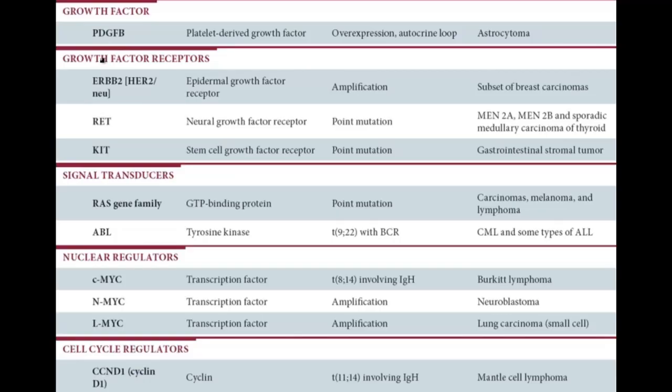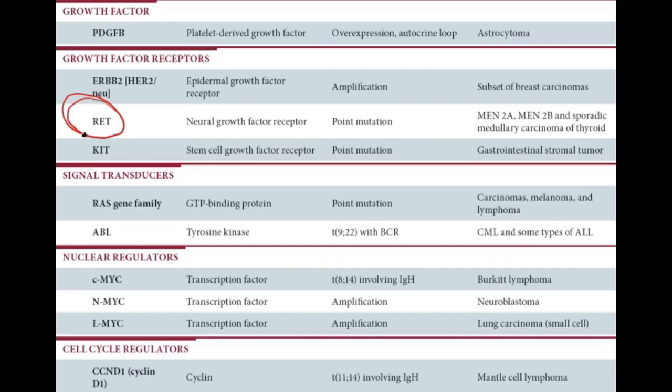Another very important growth factor receptor to be familiar with is RET. And the key association with RET is medullary carcinoma of the thyroid, in particular, medullary carcinoma of the thyroid associated with MEN2A and 2B. Now, this requires a little bit of discussion. So what's MEN? MEN is multiple endocrine neoplasia. It is a syndrome in which patients develop tumors in multiple endocrine organs. And it can be divided into MEN1, MEN2A, and MEN2B.